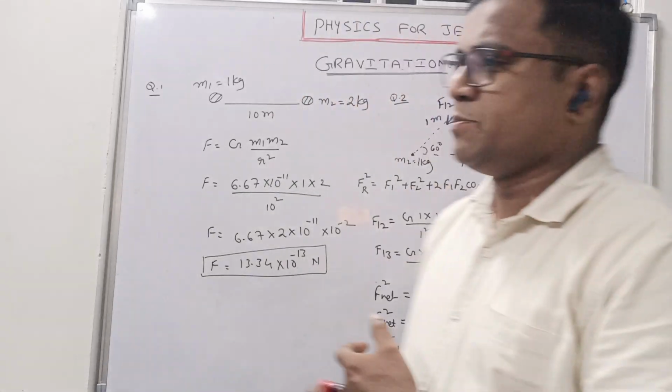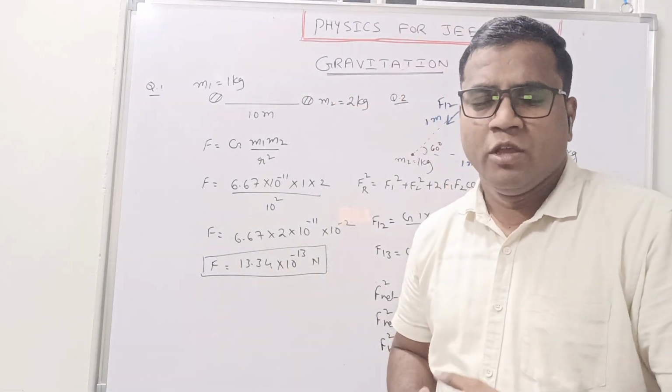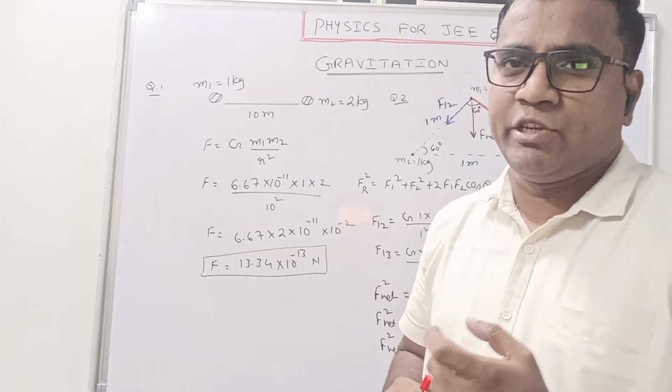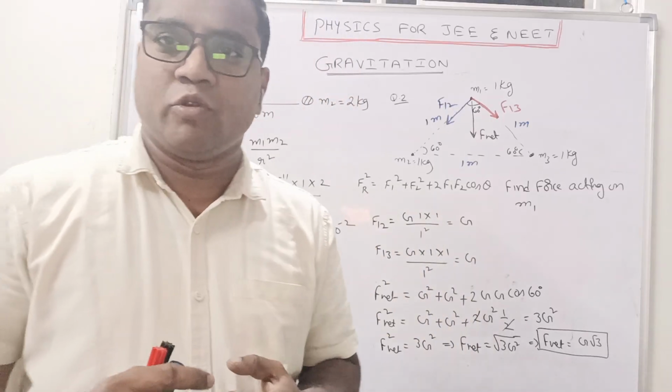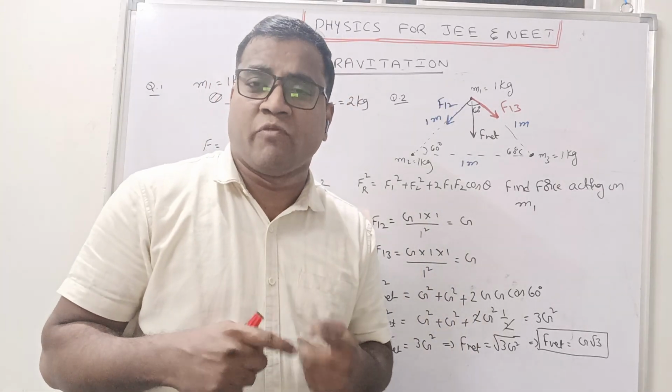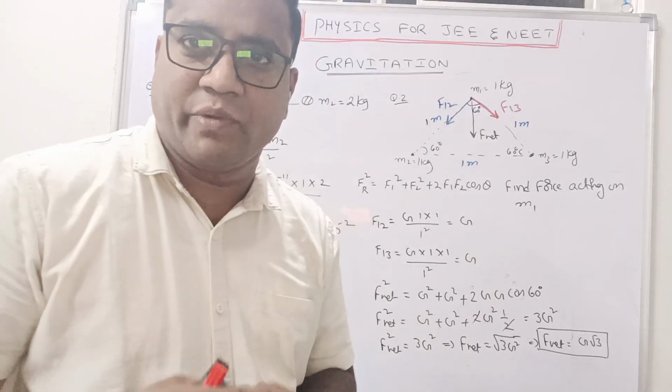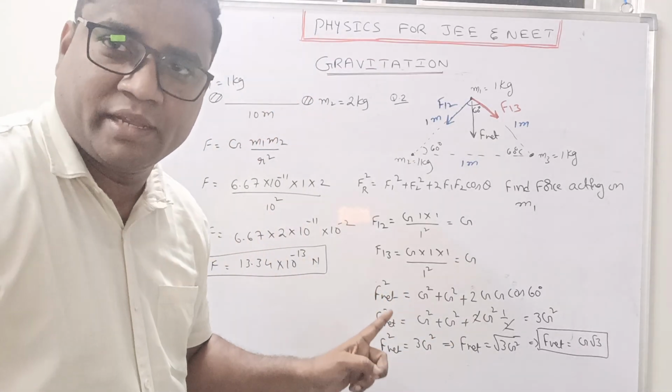According to the principle of superposition, the total force acting on a body is equal to the vector sum of the individual forces. I hope you understood, right? Make a note.